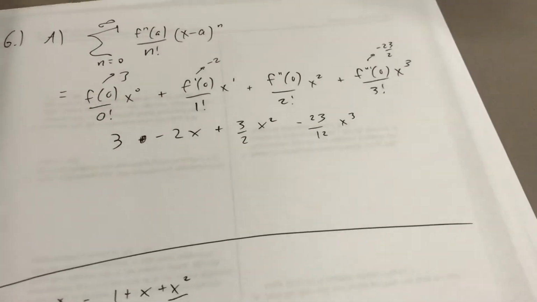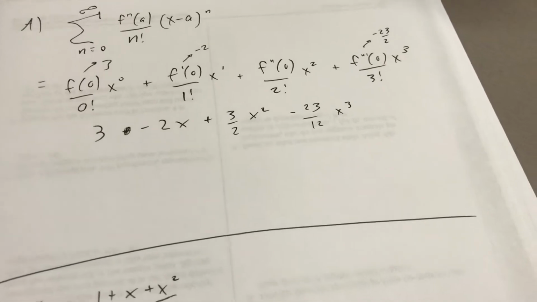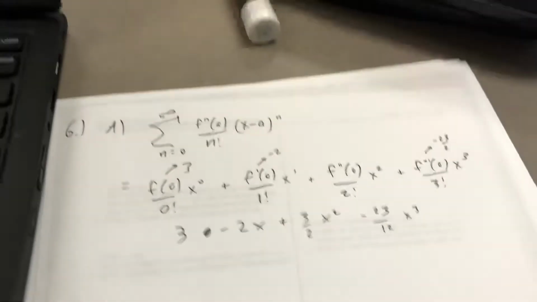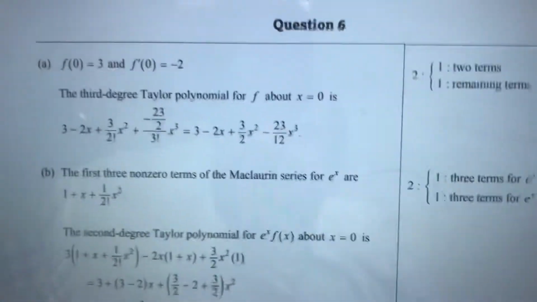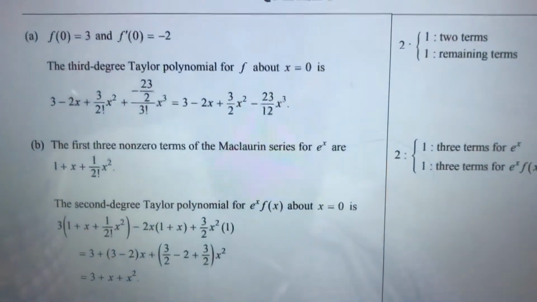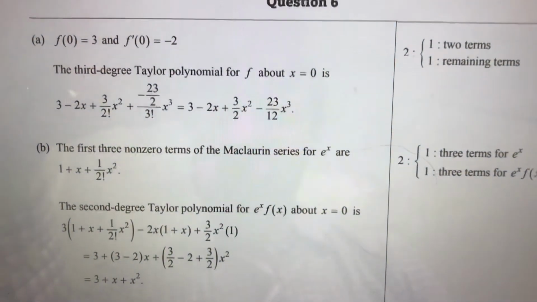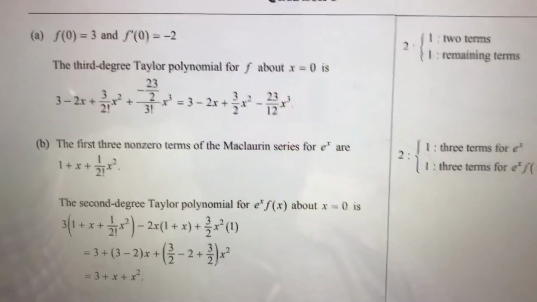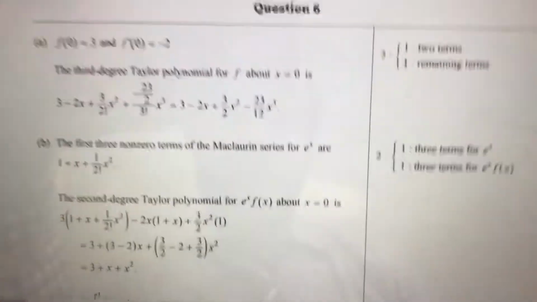And that's what we look like we have here. Before we go on, we're going to check this just to make sure. Obviously can't do this on the AP exam, but we can do it now. And we've got 3 minus 2x plus 3 halves x squared minus 23 twelfths x cubed. Looks good. All right.